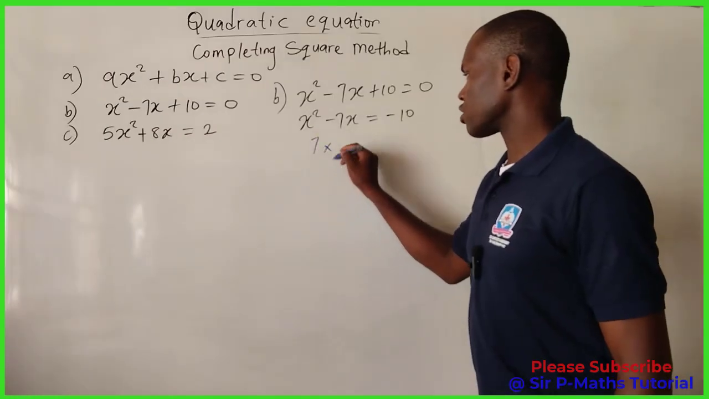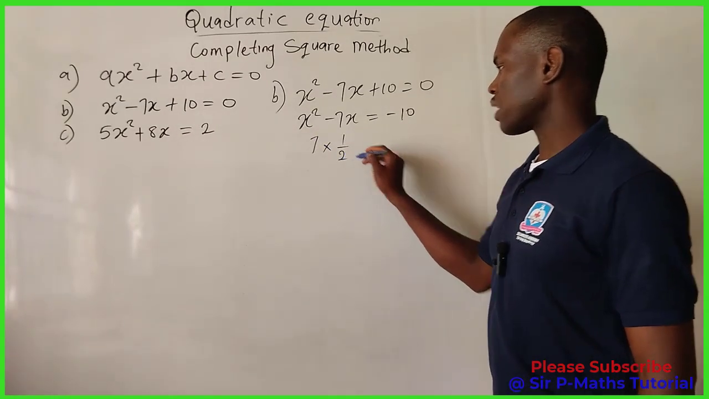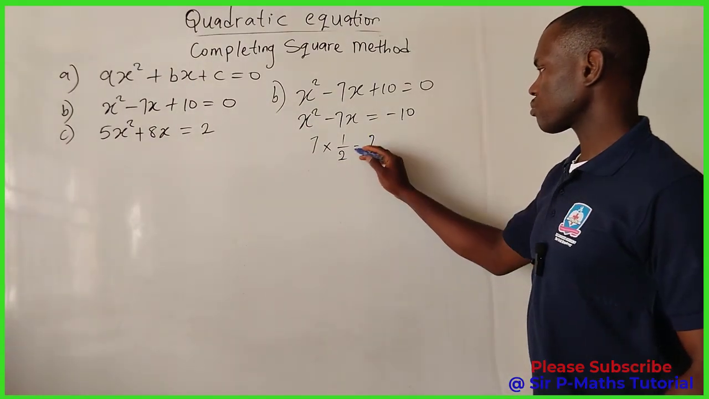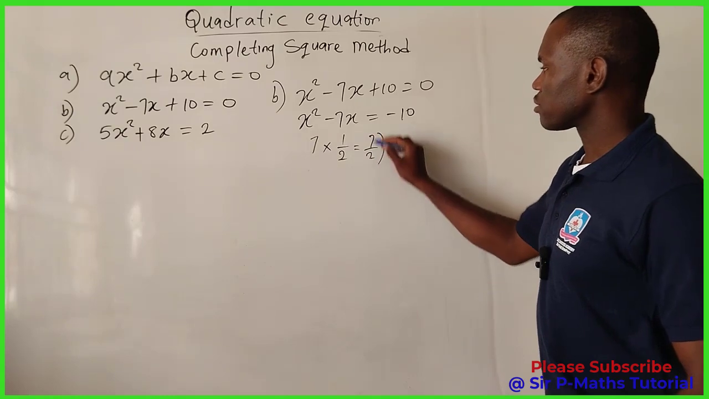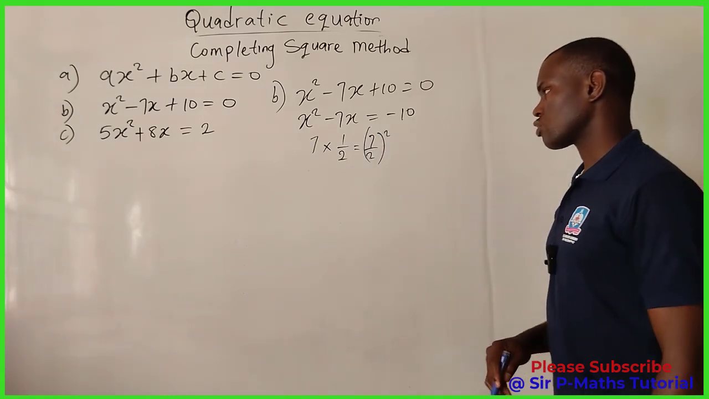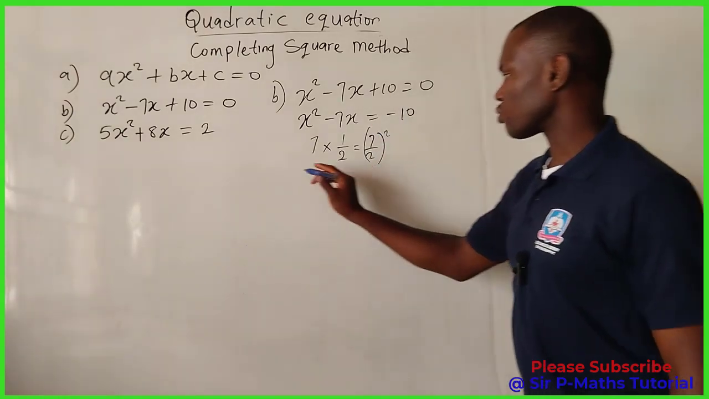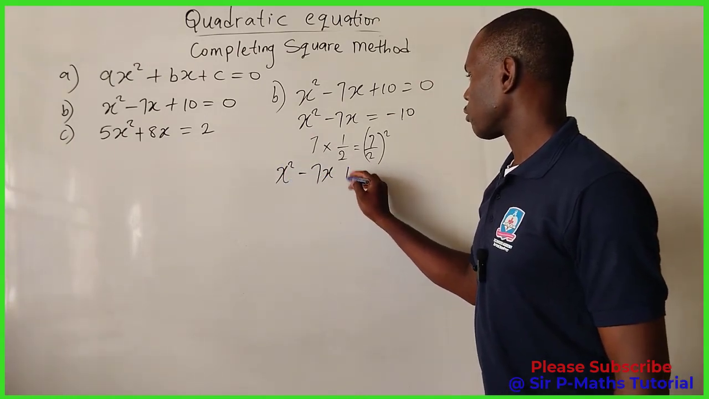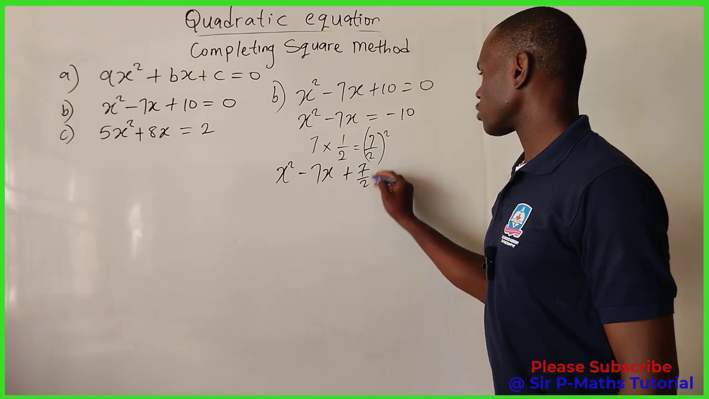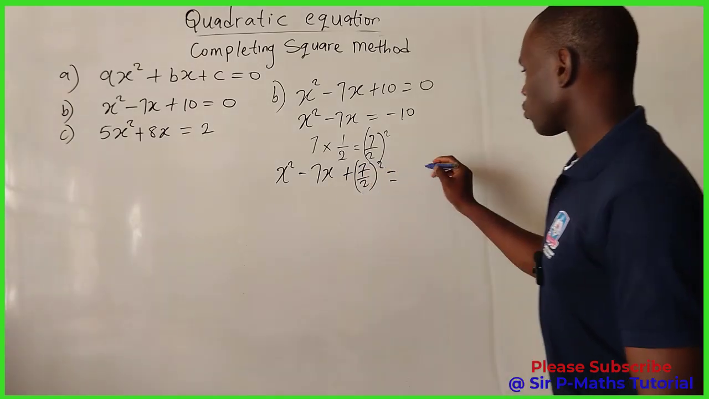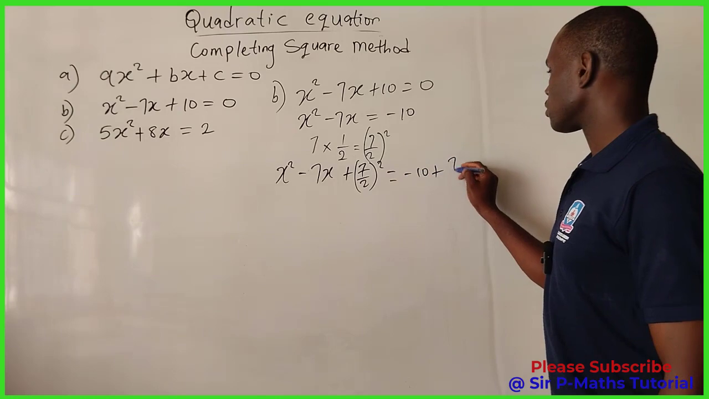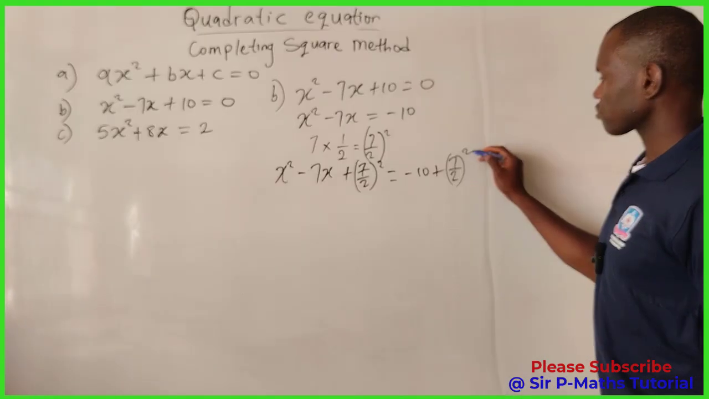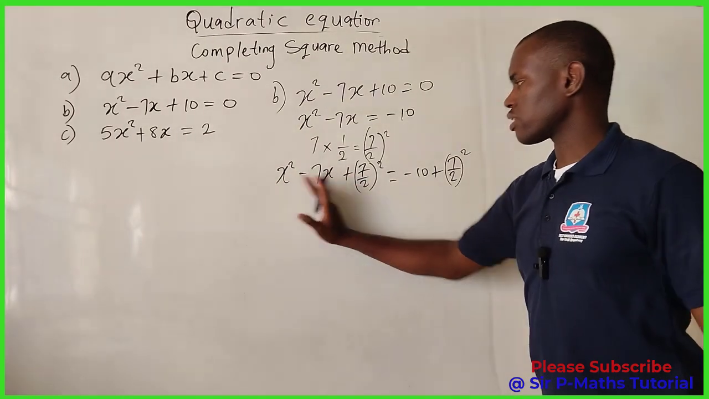Now I'll have 7. Half of 7 is multiplying by 1 over 2, and this will give me 7 over 2. Then square it. If I square it, I will have 7 over 2 squared. Add it to both sides of the equation. I'll have x squared minus 7x plus 7 over 2 all squared equal to minus 10 plus 7 over 2 squared. Next thing we do is to factorize the left hand side.